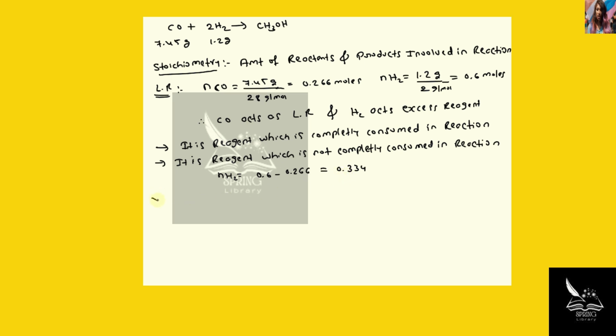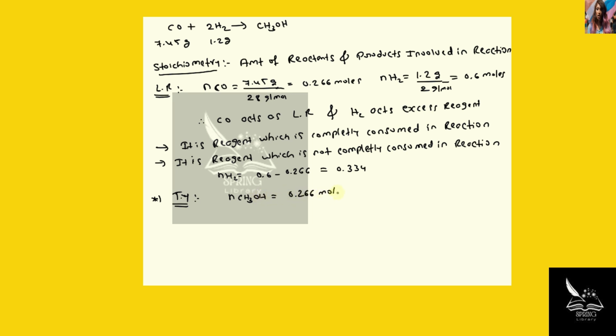After that we are going to study theoretical yield, TY. Here the product is methanol, so we are going to find out the theoretical yield of methanol. That depends upon the limiting reagent. According to our balanced chemical reaction, 1 mole of carbon monoxide produces 1 mole of methanol. So here 0.266 moles of carbon monoxide will always produce 0.266 moles of methanol. From this we can say that N of methanol is also 0.266 moles.